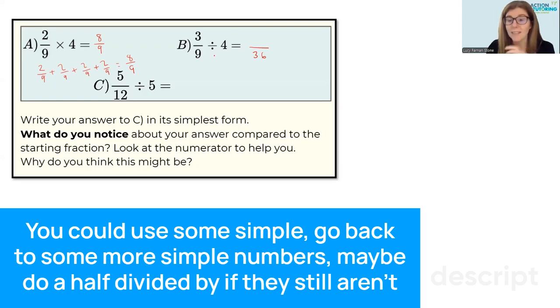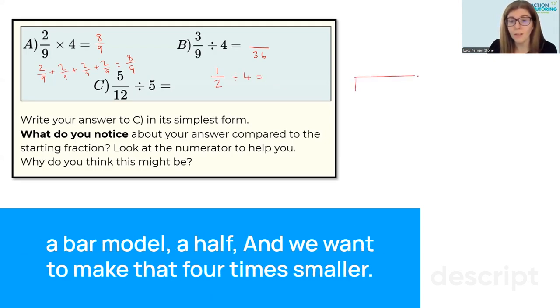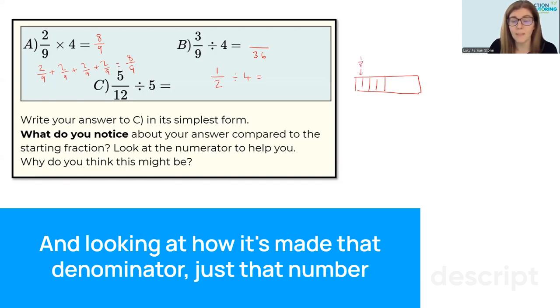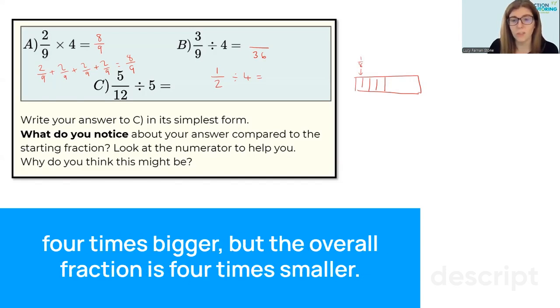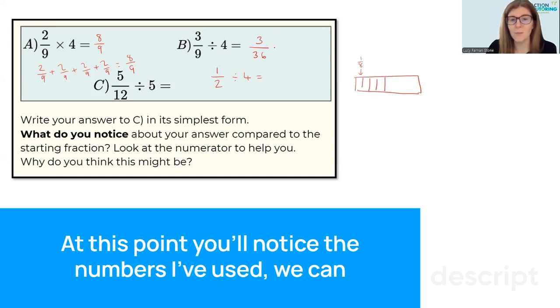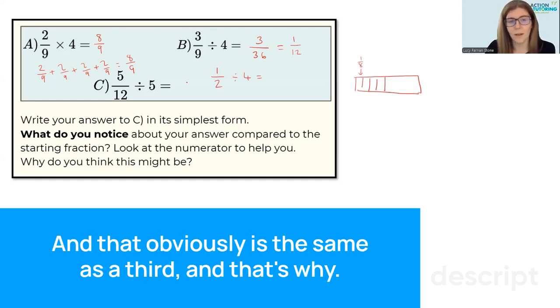You could go back to some more simple numbers, maybe do a half divided by 4, if they still aren't quite understanding it, and show them why that works, drawing out a bar model, a half, and we want to make that 4 times smaller, and therefore we would have 8ths, and looking at the fact that it's made that denominator, just that number, 4 times bigger, but the overall fraction is 4 times smaller, and our numerator will stay the same. At this point, you'll notice the numbers I've used, we can actually cancel that fraction down to an equivalent fraction. And that obviously is the same as a third, and that's why.